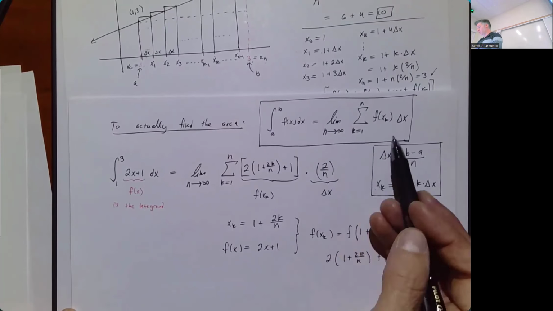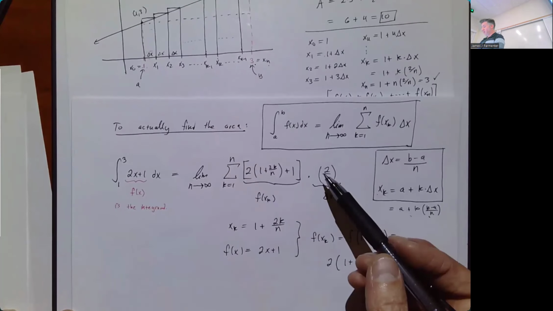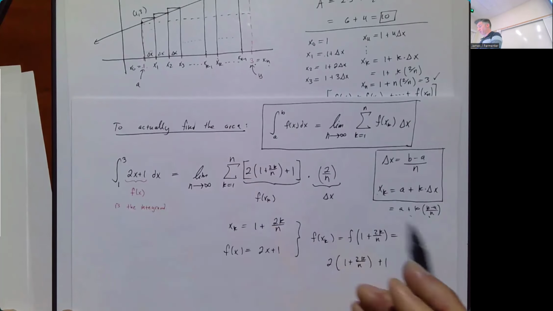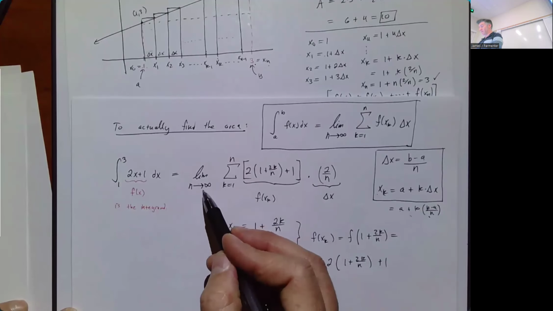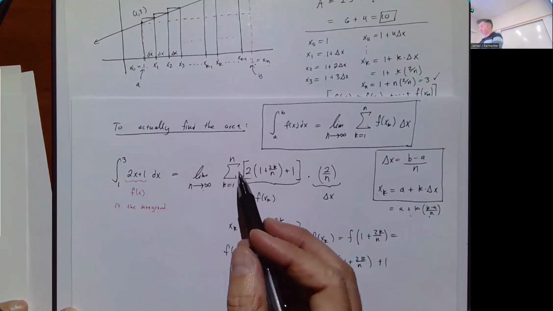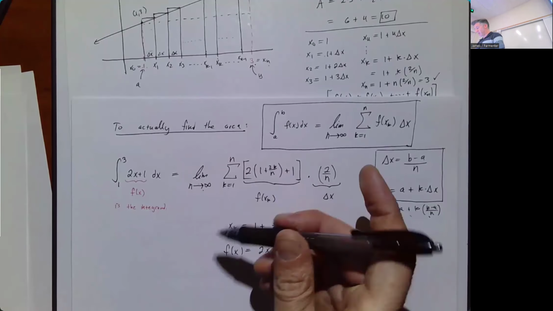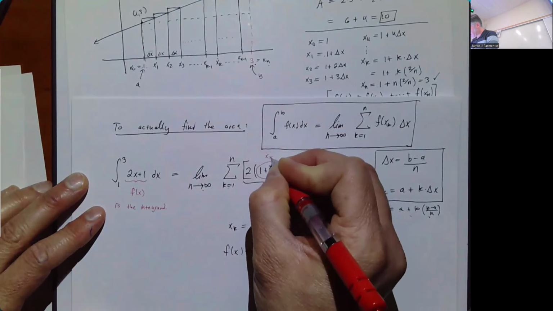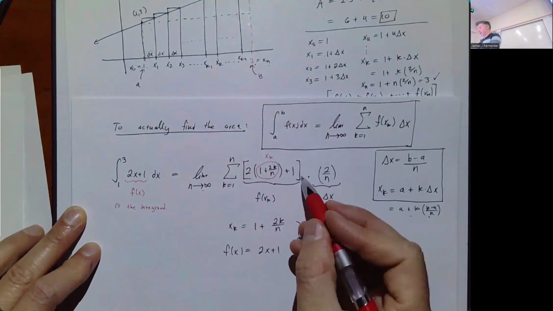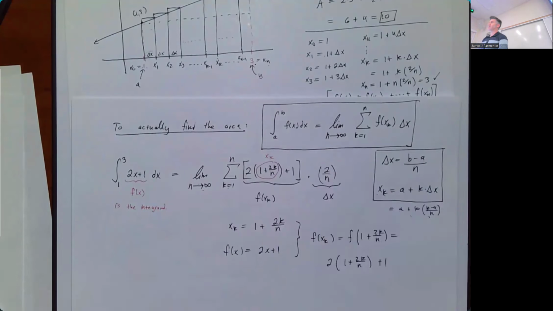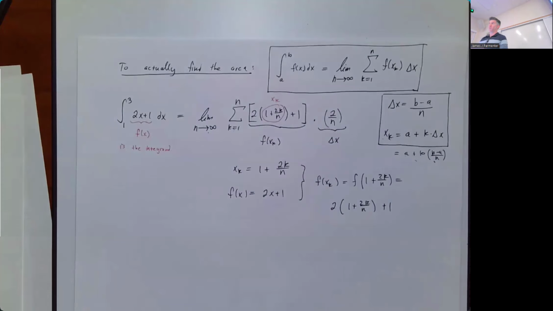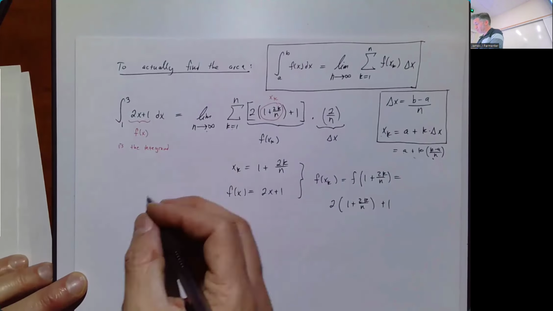And now we're just doing this for this particular example. We're trying to find the area under the curve 2x plus 1 from 1 to 3. We're going to write that as the limit as n goes to infinity of the sum from k equals 1 to n of 2 times x sub k plus 1, that's f of x sub k, times delta x. And now we're going to do the algebra part, which is just multiplying it all out and using the formulas that we know. Which again is not particularly fun, but it is doable.